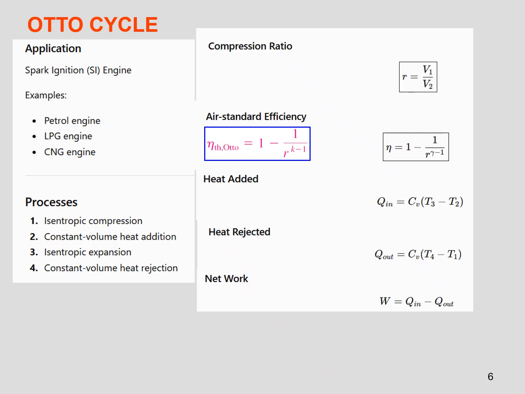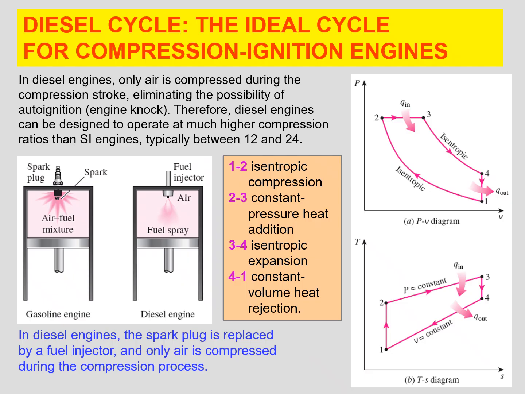So either we can use the standard efficiency formula in terms of compression ratio, or we apply the general engine thermal efficiency formula, that is work done by heat input. And next is the diesel cycle, the ideal diesel cycle for the compression ignition engine. Similar to the previous SI engine, we have 4 different processes: 1 to 2, 2 to 3, 3 to 4, and 4 to 1.